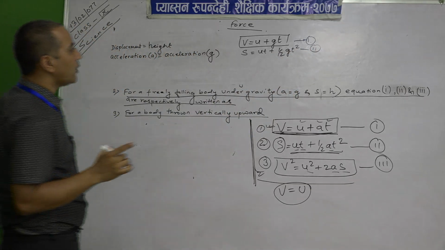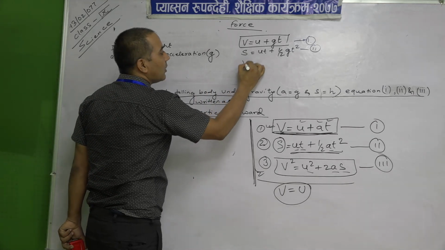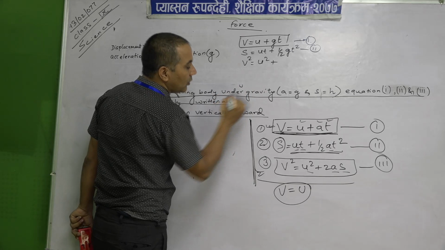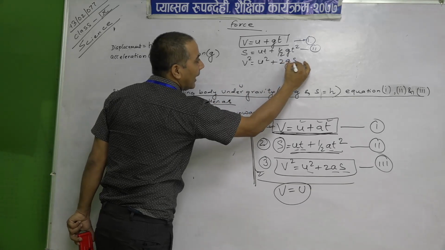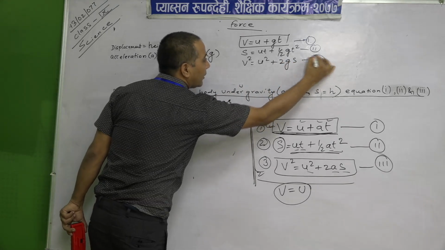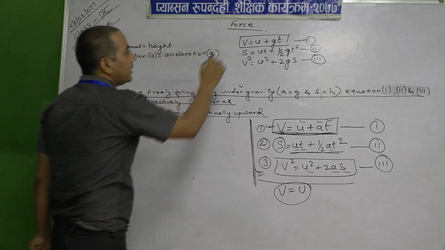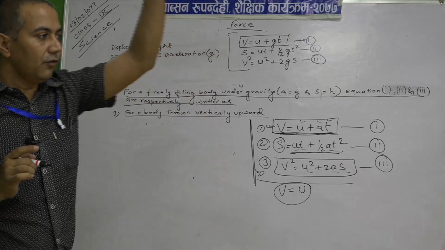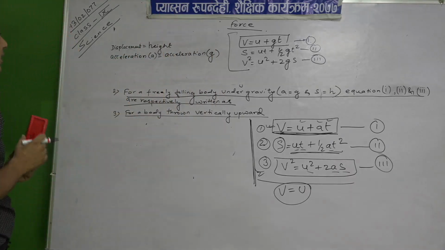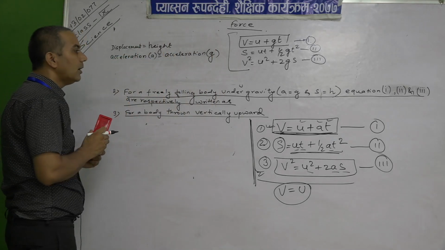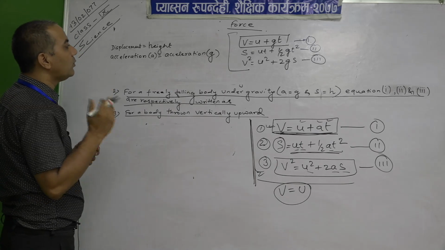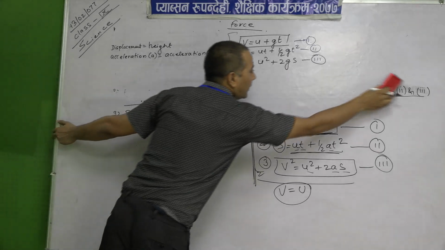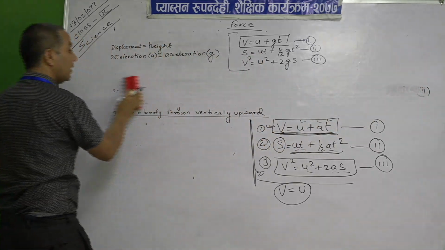Then comes the next one. The third equation is v square equals u square plus 2gs, number 3. And this equation is for what? This equation is for the freely falling object. Now, equations 1, 2 and 3 are written like this when the object is freely falling.